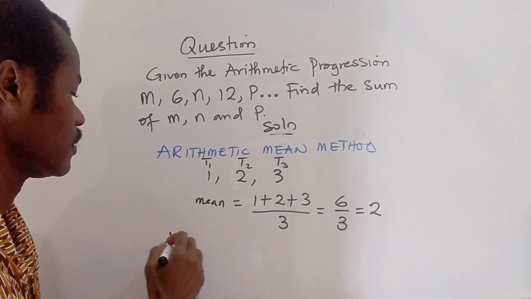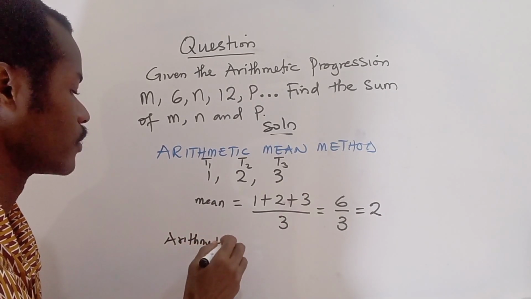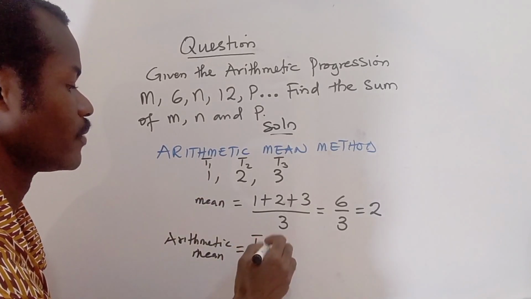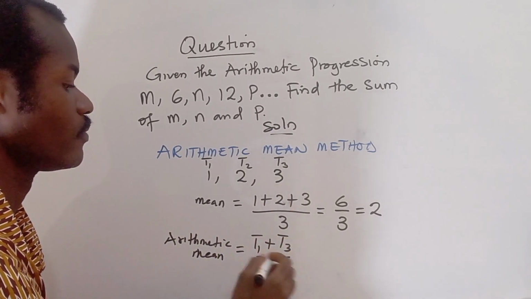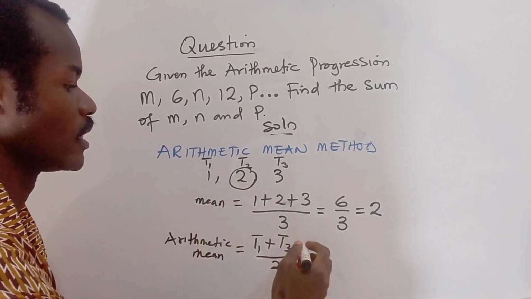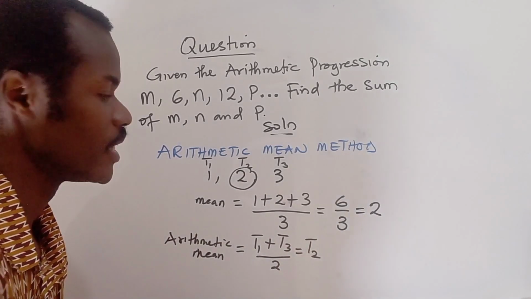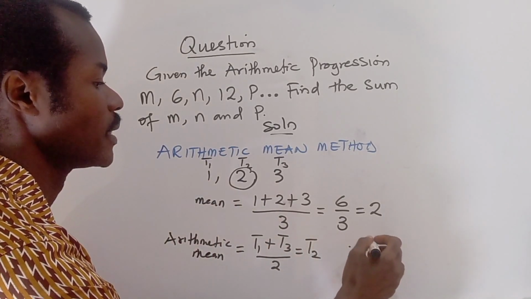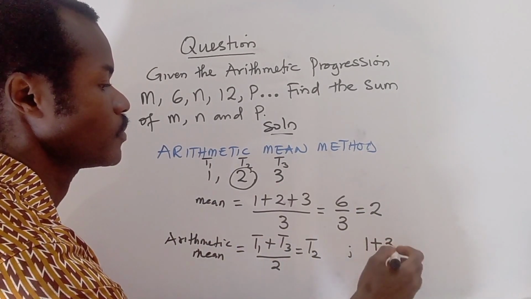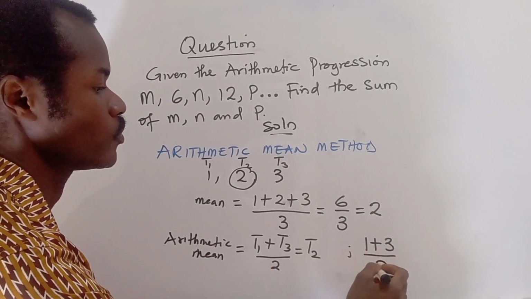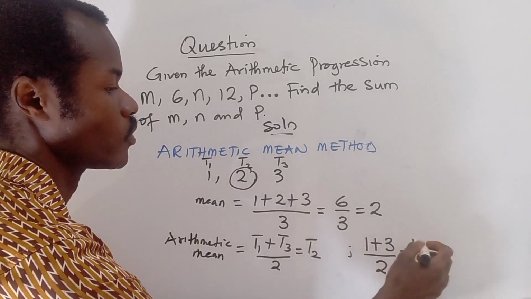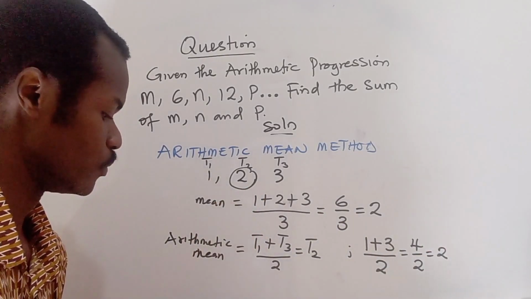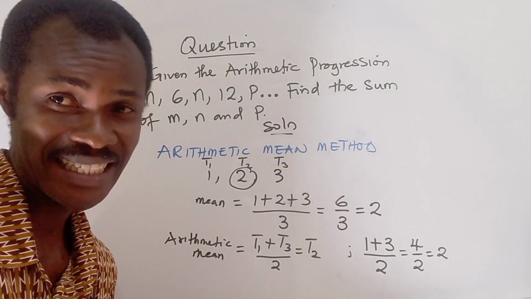Now, when we say arithmetic mean, it also means that your T1, which is the first term, plus your T3, divided by 2, will give you the middle term, which is T2. Let's check it. Our T1 is 1, plus our T3, which is 3, divided by 2. So 1 plus 3 is 4, divided by 2, which is 2, the term we have at this point. So that is what arithmetic mean is all about.